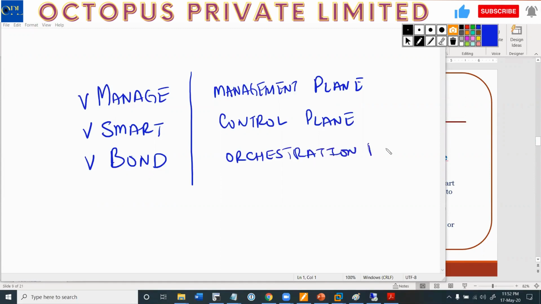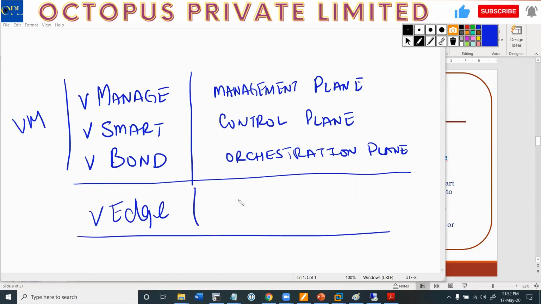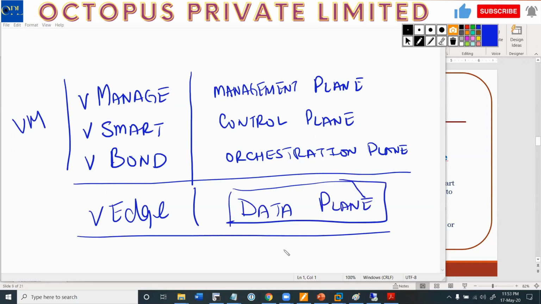The security guy. And what's the fourth device? And by the way, these are all VMs. The vEdge. This is your data plane. The end user traffic only goes on the vEdges. All right. This could be a physical appliance or a VM.